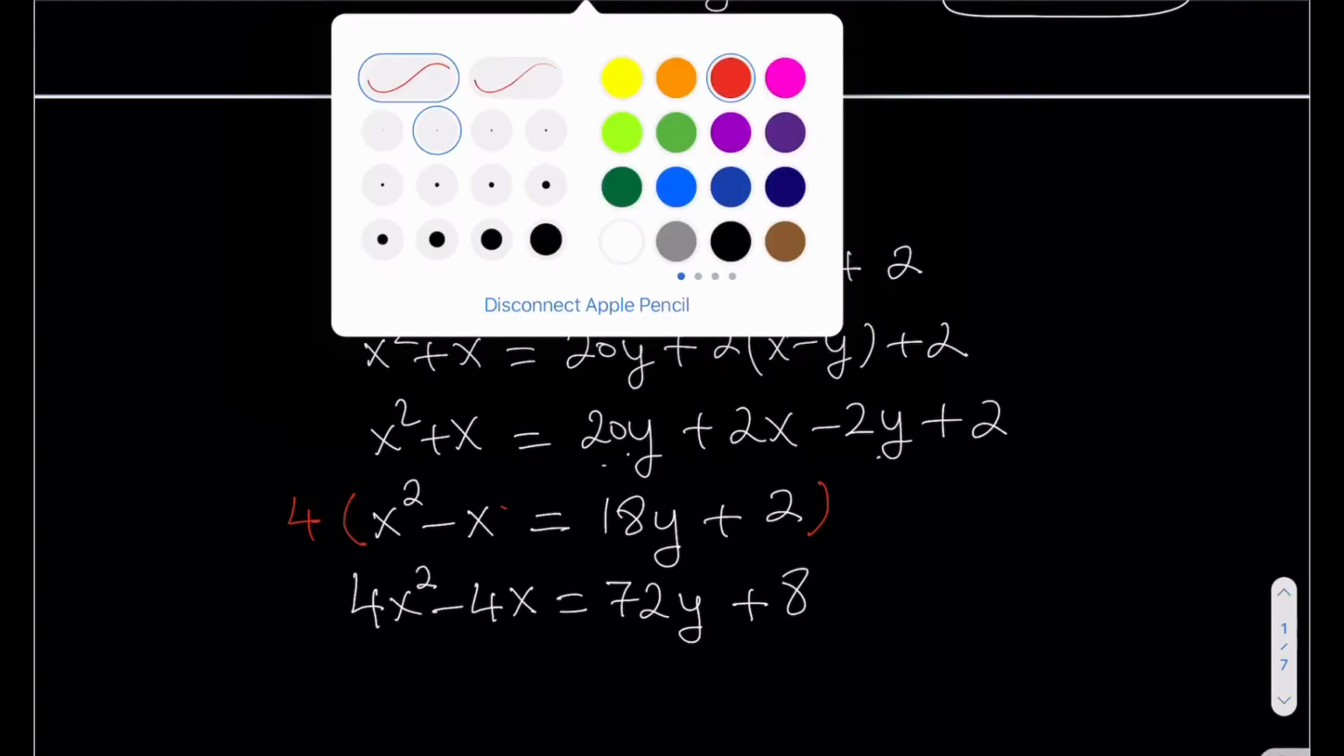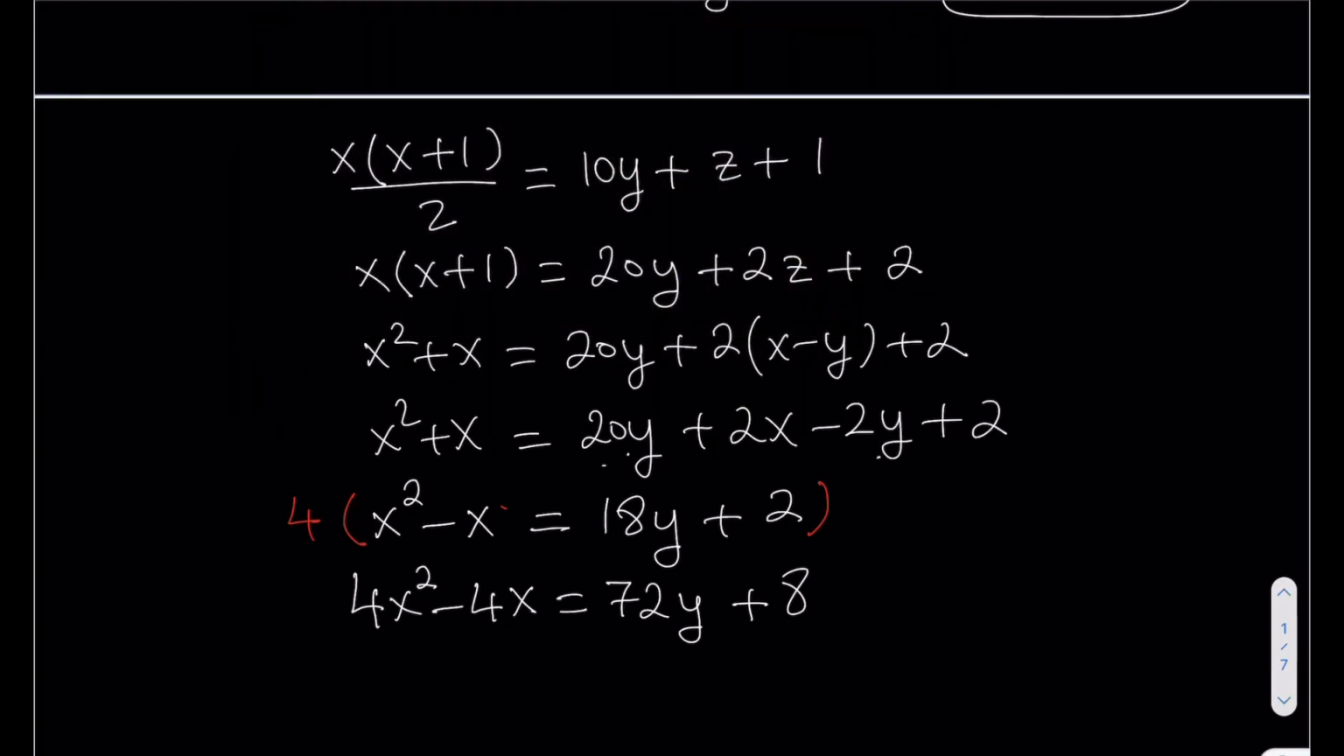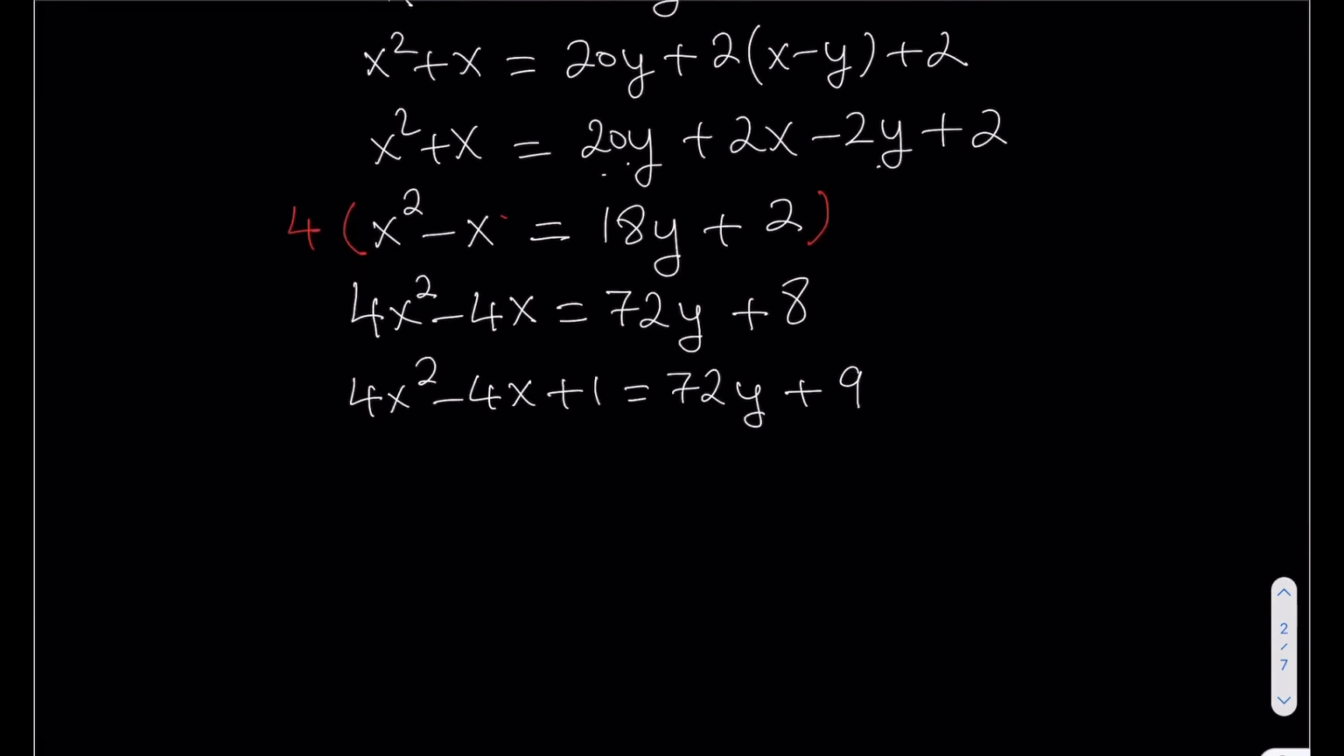Let's continue. What can I do from here? Basically, I can just add 1 to both sides, and that should give me a perfect square on the left-hand side. So I get 4x squared minus 4x plus 1 is equal to 72y plus 9. By adding 1 to both sides, I now get a perfect square, which I can write as 2x minus 1 squared. The right-hand side just stays as 72y plus 9.